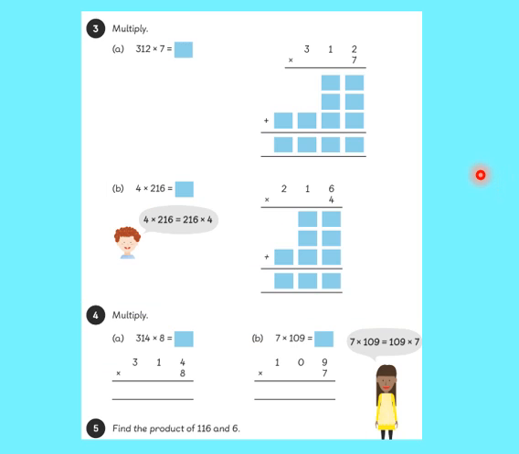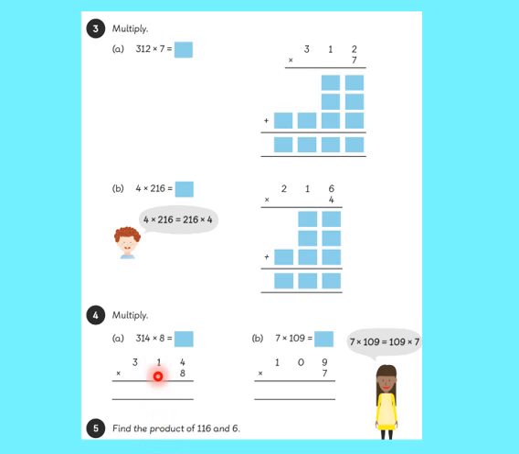So here's the next part of the guided practice. For question 3, this is very similar to what we did yesterday. So we're using this method and we're going to calculate 312 times 7. So we'll multiply our ones, then our tens, then our hundreds, and then we will add them together to find our answer.